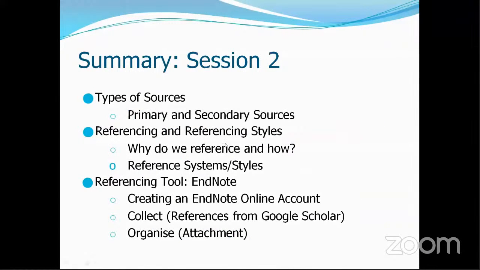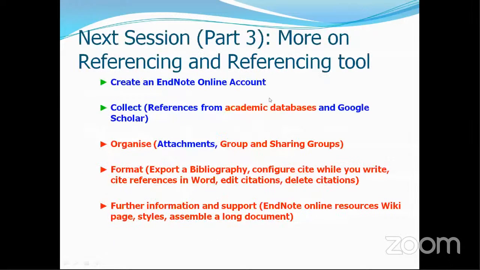So today we've looked at different types of sources, primary and secondary sources. We've looked at referencing and referencing styles, and why we need to do referencing and how. We've looked at referencing systems, and these three aspects of EndNote: creating an EndNote online account, how to collect references from Google Scholar, and how to organize your attachment. And in the next session, we'll do more on referencing and referencing tools.